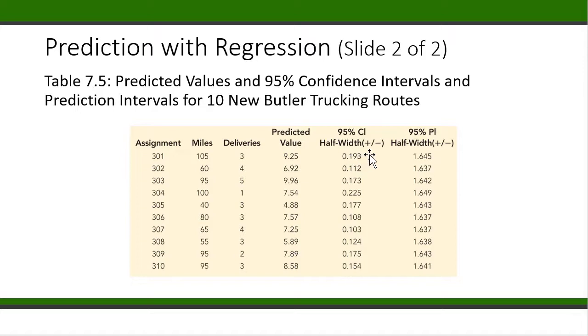And so there's a 95% confidence that the true population mean travel time for this 105 miles with 3 deliveries is between 9.06 and 9.44 hours. And that ends this chapter.